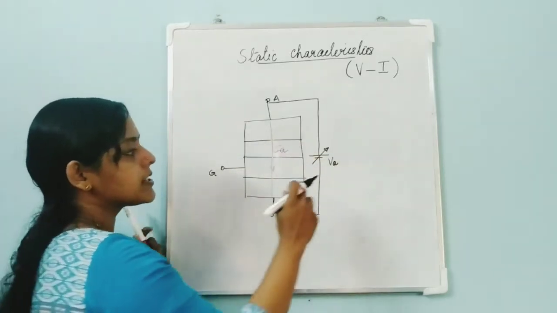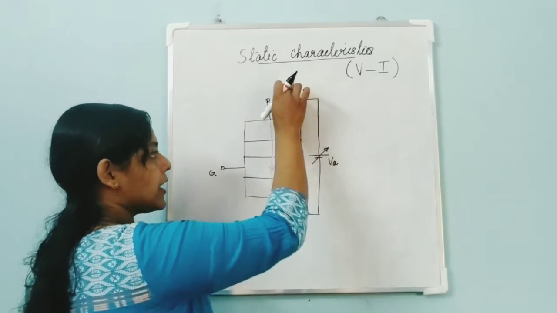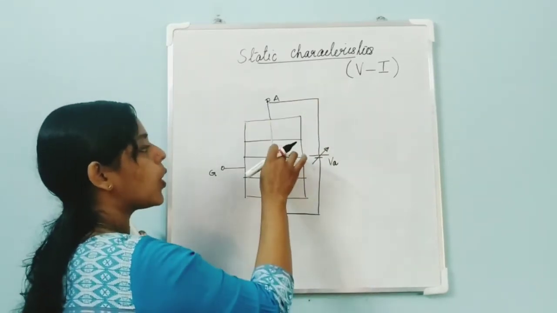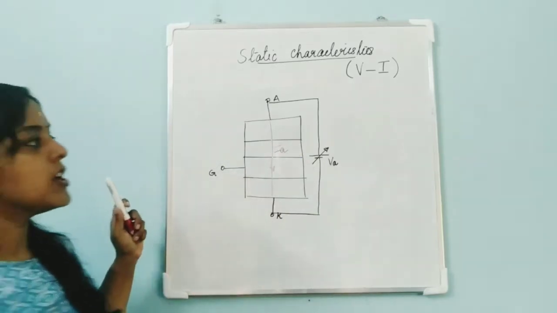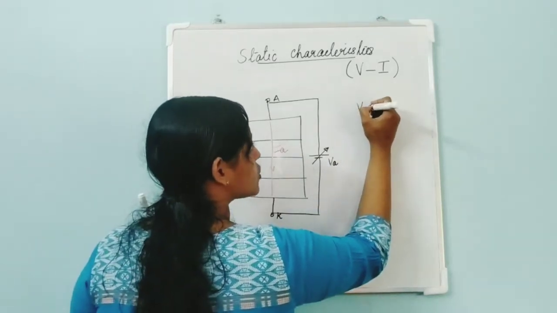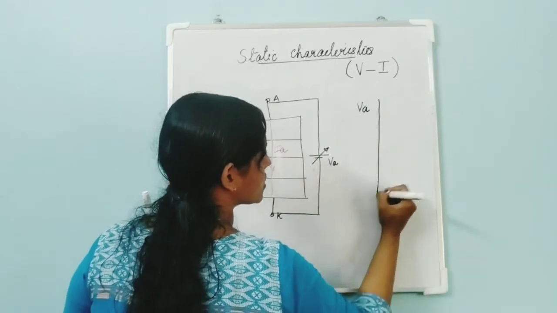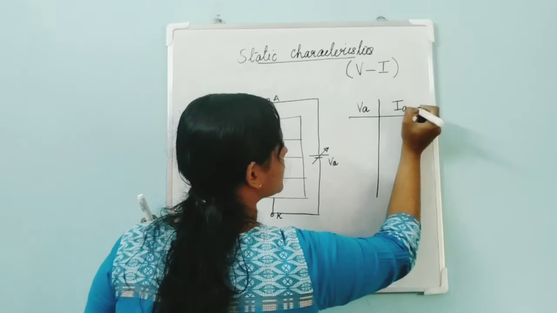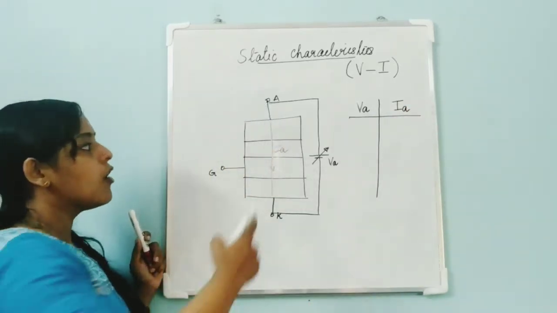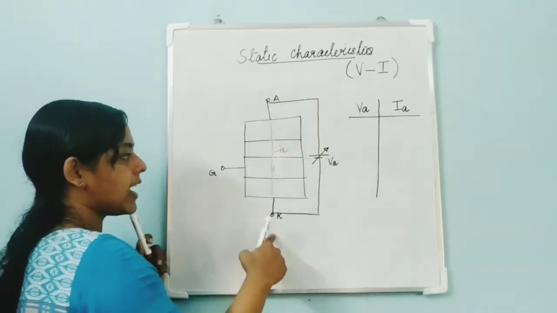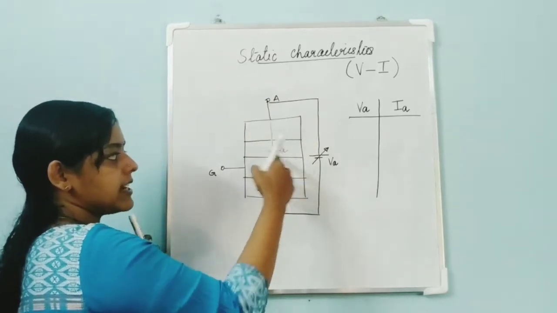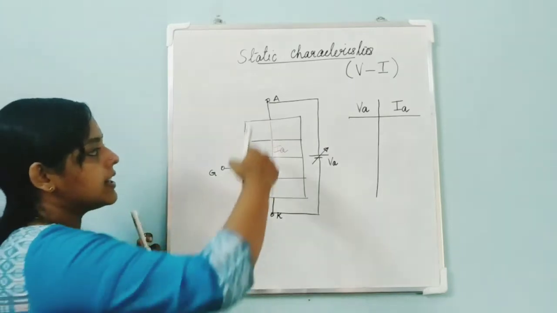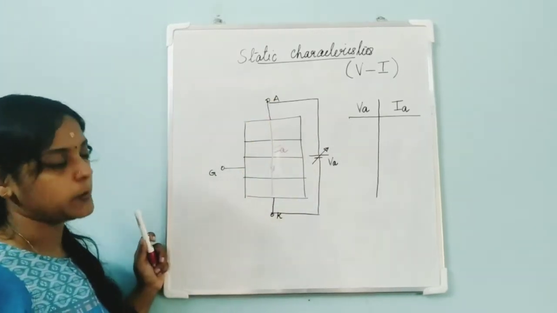That is, there is a voltage when we apply between anode and cathode. If there is a current flowing from anode to cathode, we call that current IA. So we will be observing these two parameters: the voltage across the device and the current through the device, IA. We call that current the anode current, that is, the current from anode to cathode.